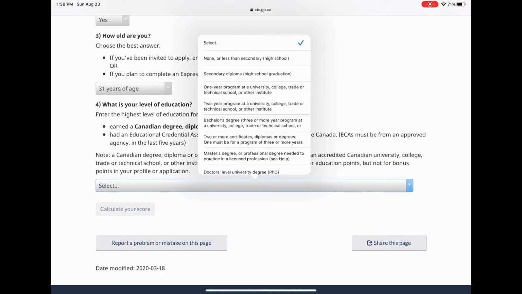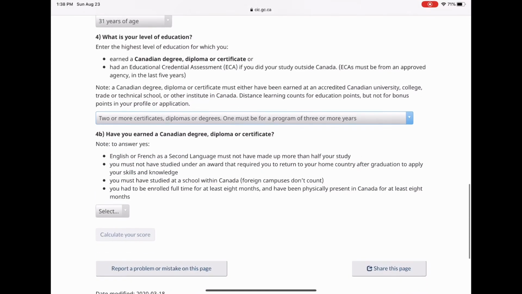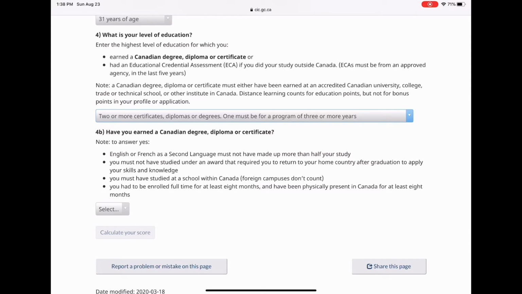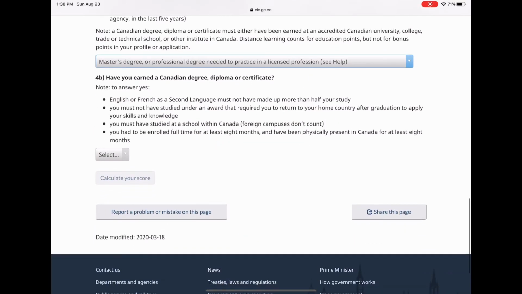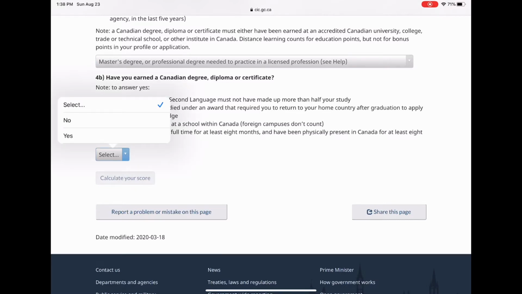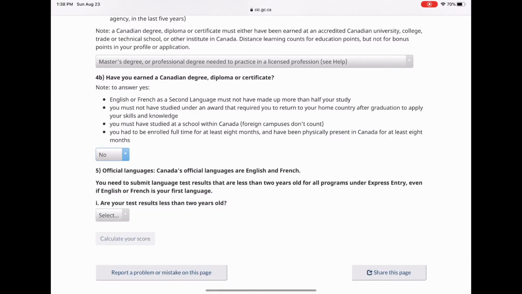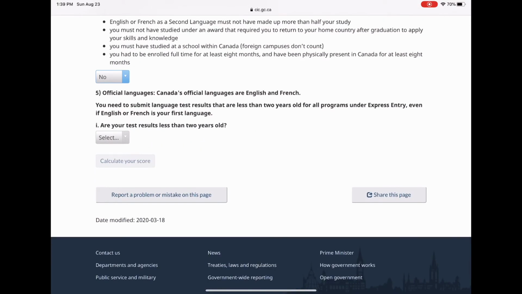Then you would have to put in two or more certificates, diplomas. There's a way to check how your degree will be assessed, and I'm going to show it in the next video. Now, since mine is a master's, I'm going to change it. Now, have you earned a Canadian degree, diploma, certificate? No, I have never studied in Canada. Nope. Then official languages. Of course, you have to do IELTS or a French test.